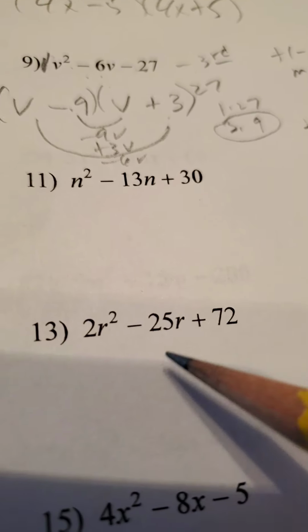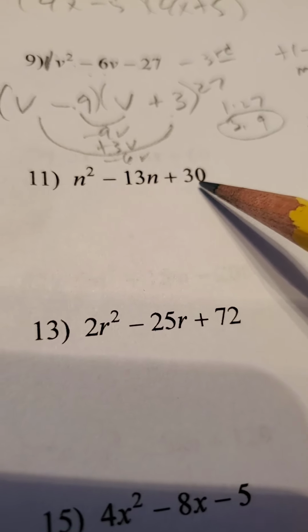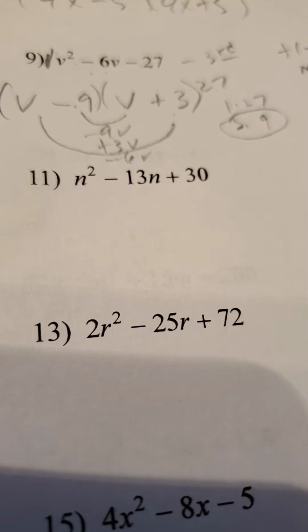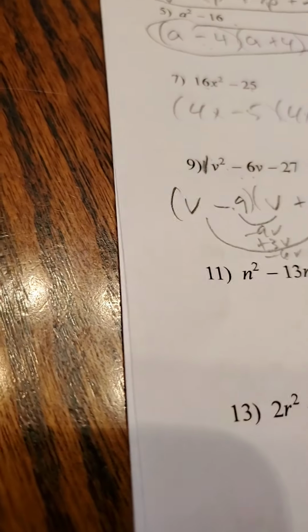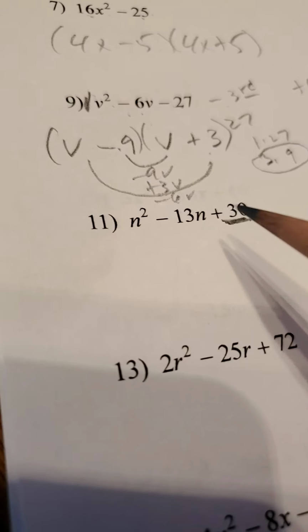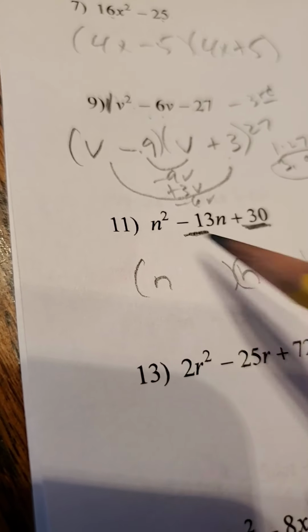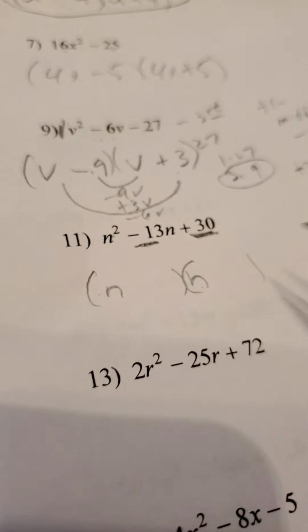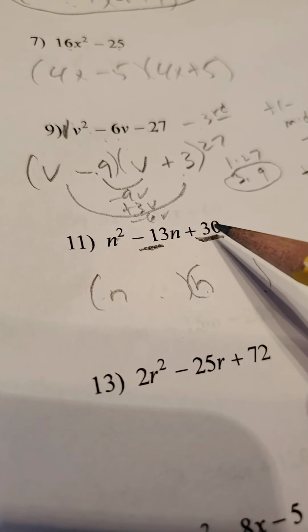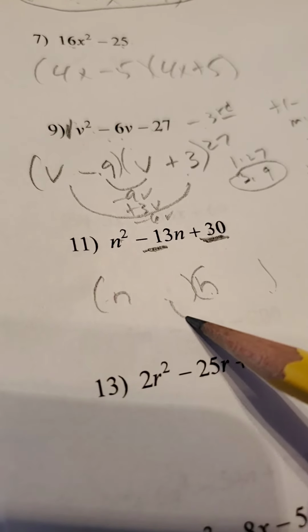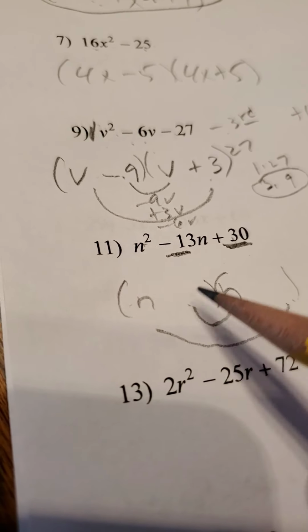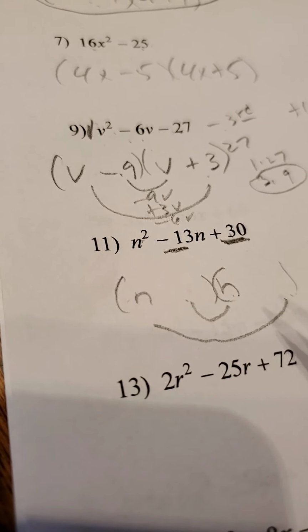Number 11. There is no GCF. It's not a binomial, it's a trinomial. So this is the easy math game. What multiplies to get 30, but will add or subtract to negative 13. The n squared has to be n and n. There's no other option. These two numbers have to multiply to get 30, but together when I FOIL, they have to give me a negative 13 in the middle.